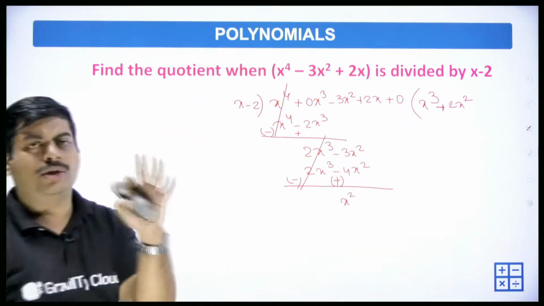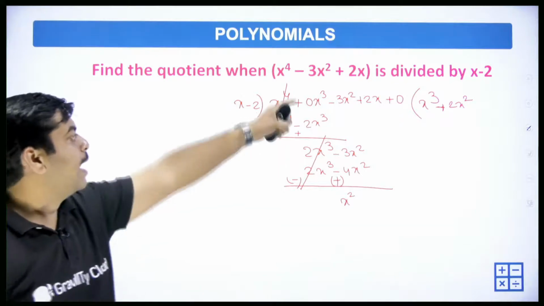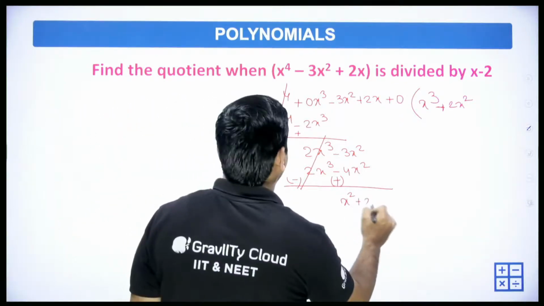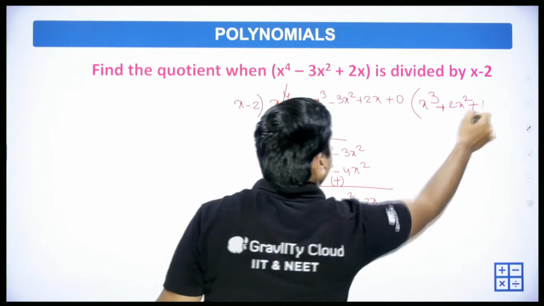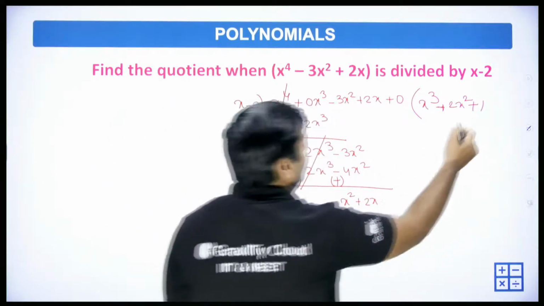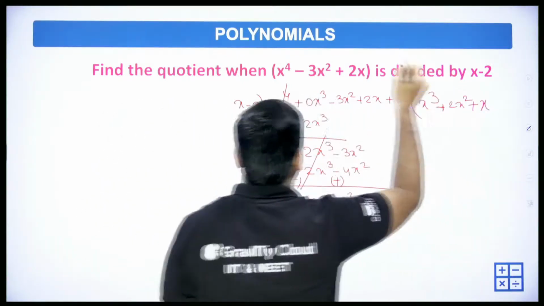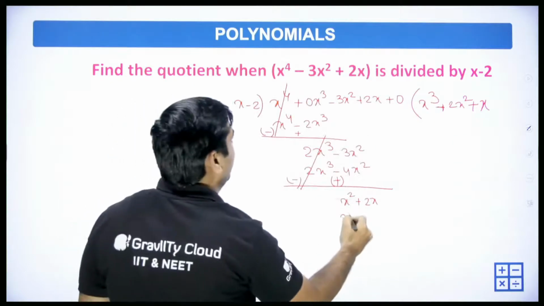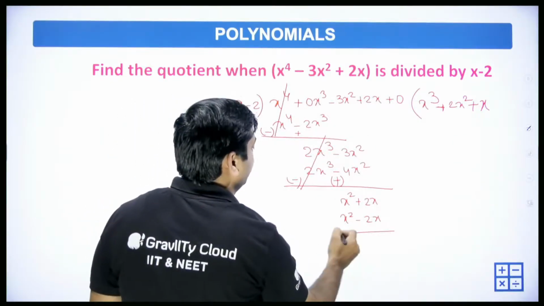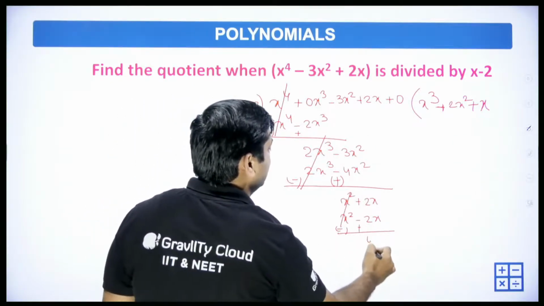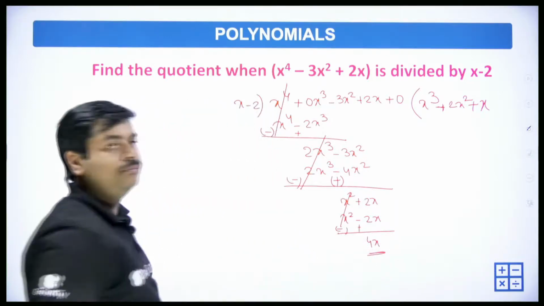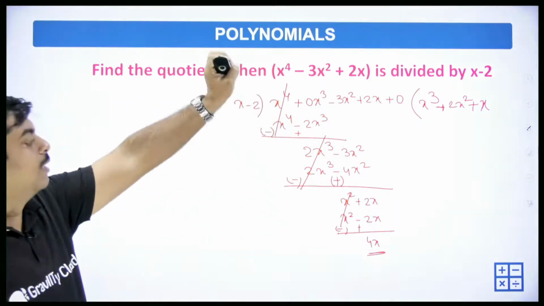This is very simple. You yourself can try to do that. And plus 2x. So go with plus x, not 1, plus x. X into x is x square minus 2x. So when you subtract, these two get cancelled and this will give you 4x. So what is the remainder? 4x.